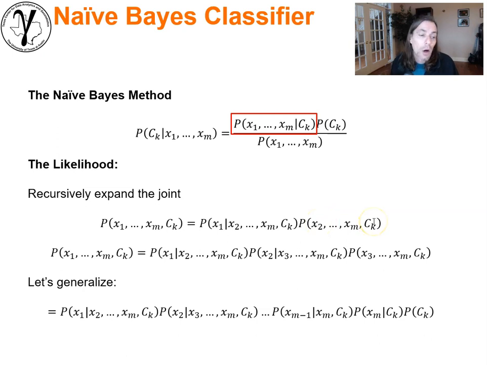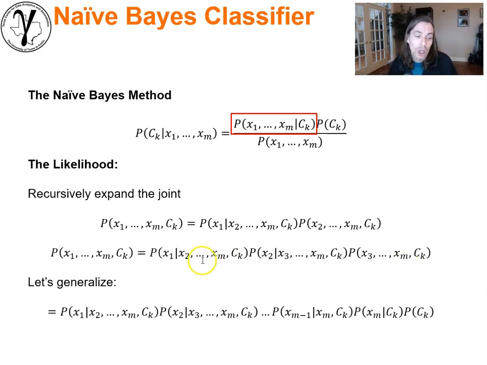You see that? Okay, now we can expand one more time. We can expand this term. We expanded this, now we expand this. That will be equal to the conditional probability of the second, conditional upon all of the remainder predictor features and the category, multiplied by the joint of the third predictor feature through the category. You see what's happening here?